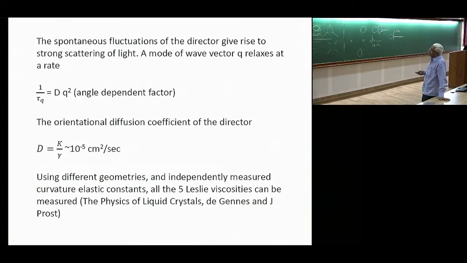So this means that I can use different light scattering geometries. And if I have measured all the 3 elastic constants using 3 different geometries, as I showed earlier, Freedericksz transition, then I can actually measure all the 5 Leslie viscosity coefficients. This has been done. I think the numbers come out to be of the order of 0.5 times that of water at room temperature, about 0.05 poise. You see, again, CGS.